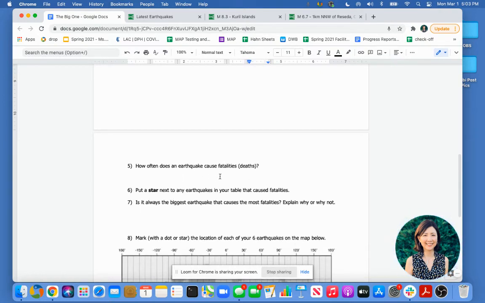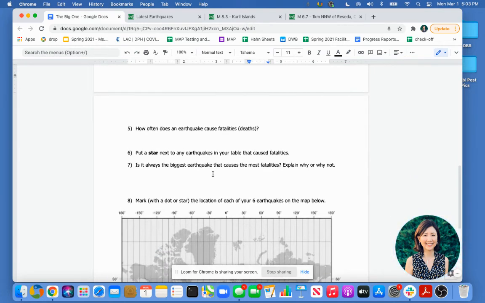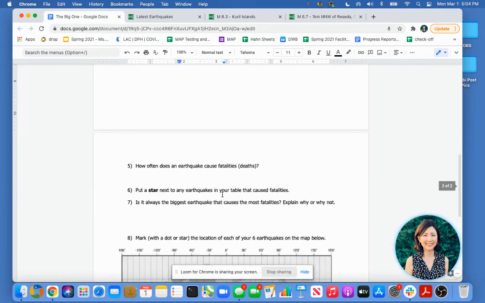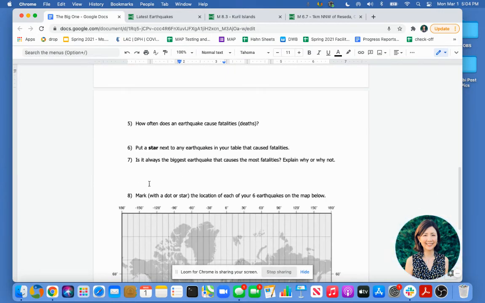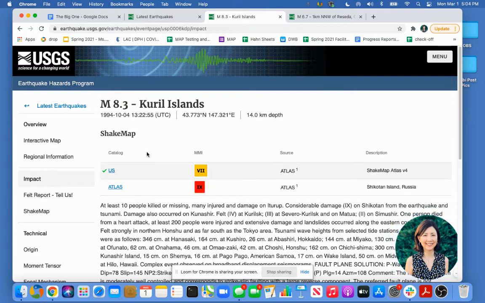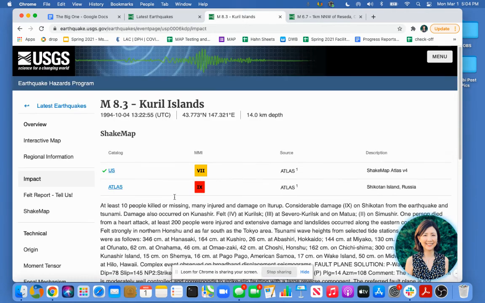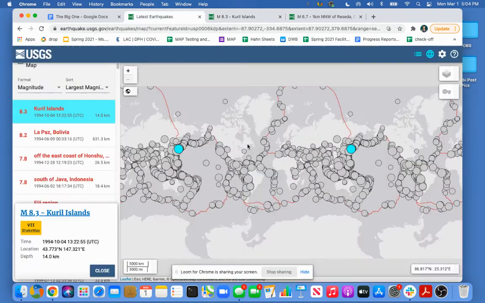How often does it cause fatalities? Put a star next to any earthquake in your table that caused fatalities. So I might come back and put a star next to this one. I guess I'll put a star next to this one. Okay, and then do the biggest earthquakes always cause the most fatalities? Hopefully as you look at different earthquakes, you'll notice sometimes they cause fatalities and sometimes not. And the question is, is it always the bigger ones that cause more fatalities?